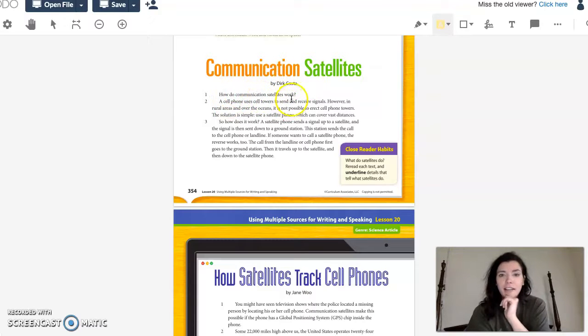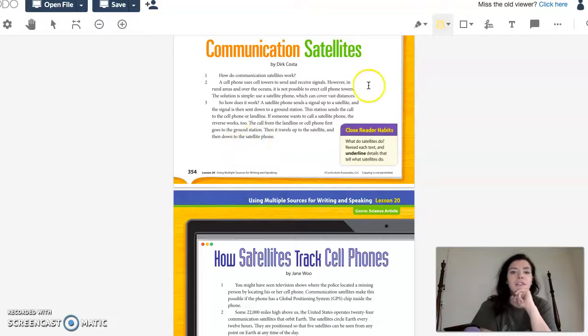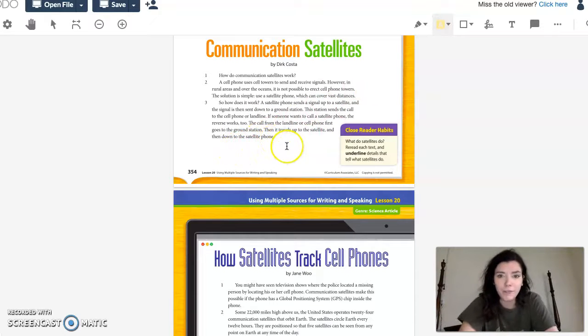How do communication satellites work? A cell phone uses cell towers to send and receive signals. However, in rural areas and over the oceans, it's not possible to erect cell phone towers. The solution is simple. We use a satellite phone, which can cover vast distances. So, how does it work? A satellite phone sends a signal to a satellite, and then the signal is sent down to a ground station. This station sends the call to the cell tower or landline. If someone wants to call a satellite phone, the reverse works too. The call from the landline or cell phone first goes to the ground station, then it travels up the satellite and then down to the satellite phone.